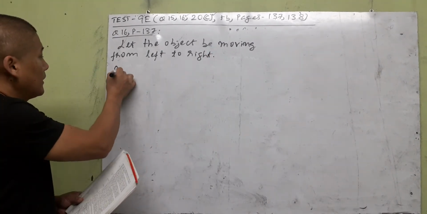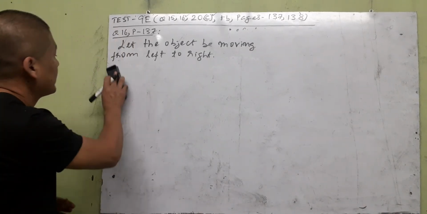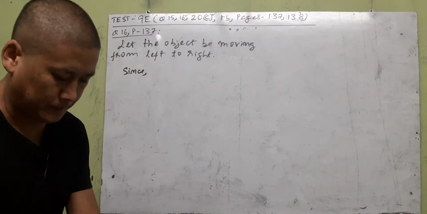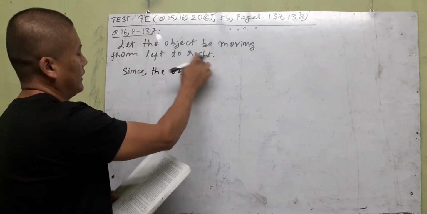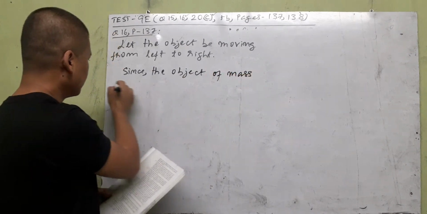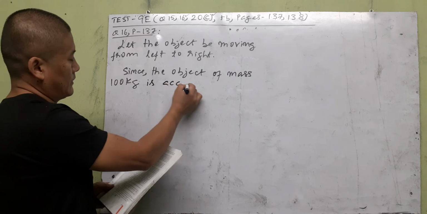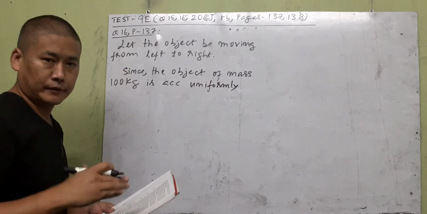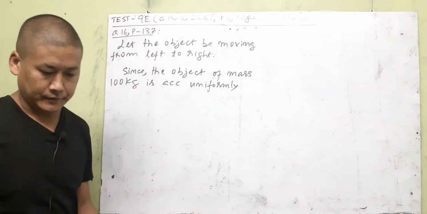Okay, so then we go there now. Object mass means mass of the first. Since the particular object moving from left to right of mass 100 kg is accelerated uniformly. This is important. Only when it's uniformly accelerated that we can use the formula for motion, because the formula derived there is for uniformly accelerated objects.